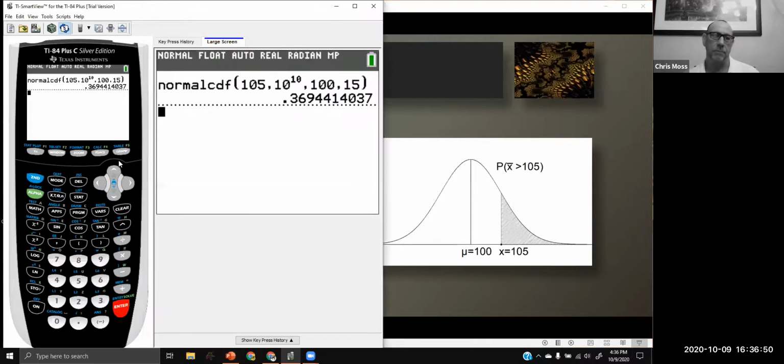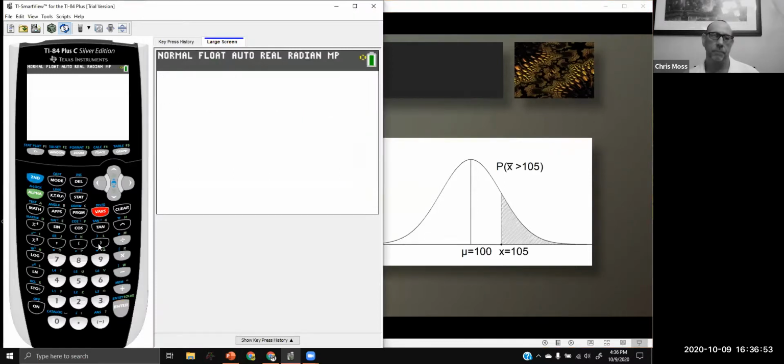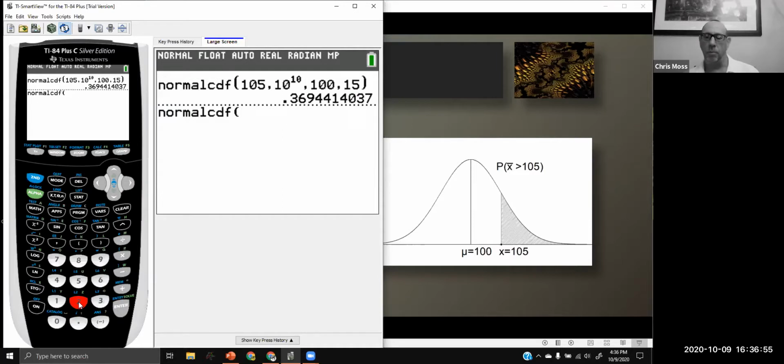On my calculator, normal CDF, 105 goes in, 10 to the 10th goes in, 100 goes in, but now instead of the 15, I'll put in the 15 divided by the square root of 25. The little arrow means I'm still within the square root as far as the cursor goes. I'll get out of that and I'll close up the parenthesis.